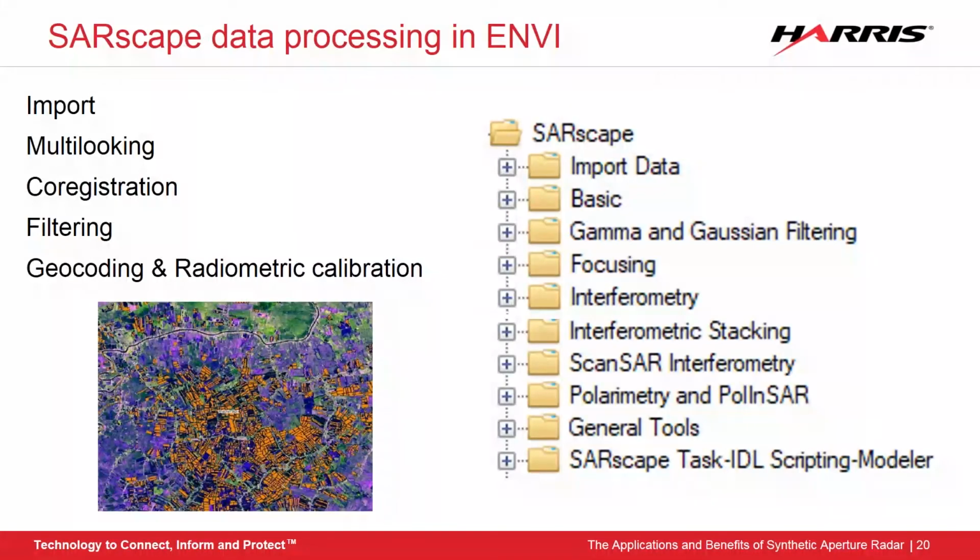So speaking of processing, before we get into some specific examples of how you can use SAR in your work, we'll talk a little bit about the initial data processing that you may need to do. When you're working with SARscape and ENVI, you'll find all the tools you need in the ENVI toolbox. Here on the right, we have a little screenshot of SARscape in the ENVI toolbox. Common data processing steps that you'll need to do are importing your data, of course, multilooking. If you're working with multiple scenes, you need to co-register your data. And you also need to filter and then geocode and radiometrically calibrate your data. All of these are initial processing steps that you need to do before you can really get into any deep analyses.